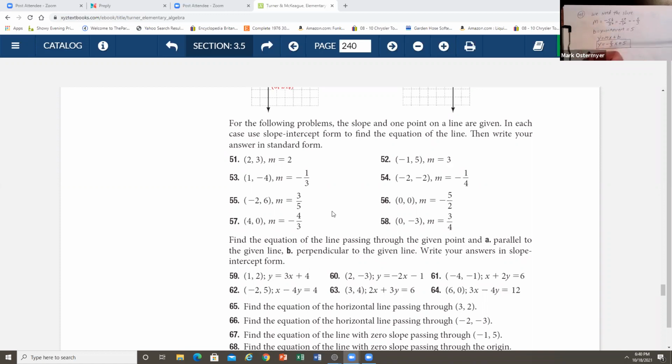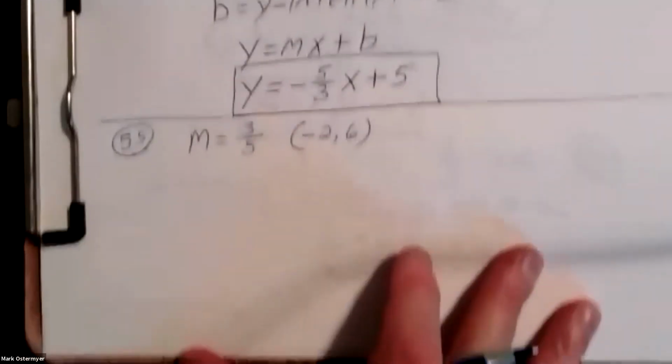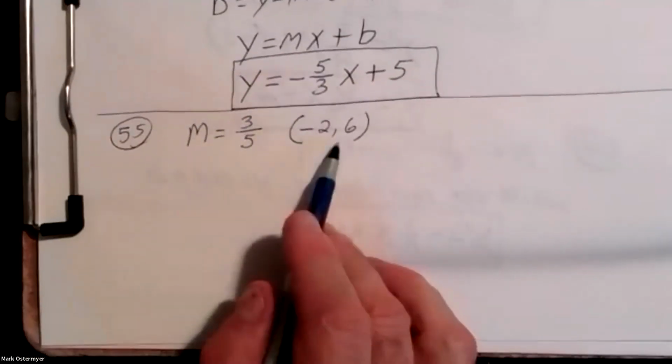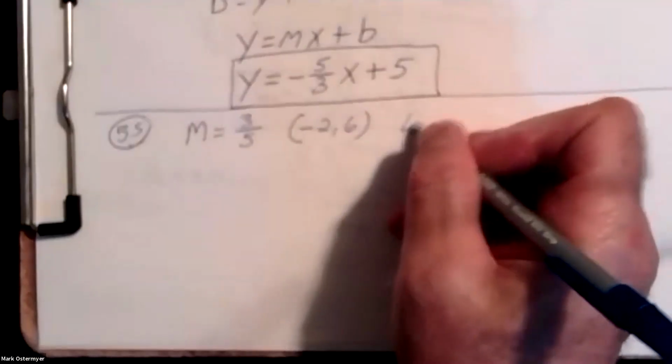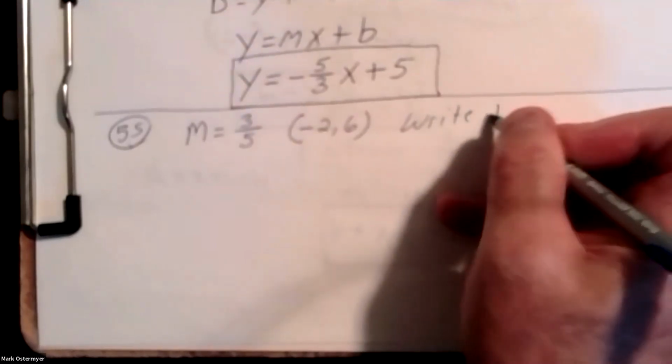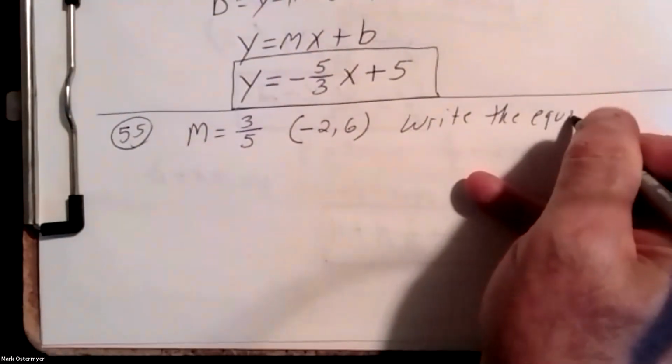They indicate that the slope of the line is what? For number 55, what's the slope of the line? 3/5. And they also indicate that the line is to contain the point -2,6. That means -2,6 will be a point that sits on the line whose equation we're trying to write. So this is what they give us, the slope of the line and some point on the line. Using that information, they want us to write the equation of this line.